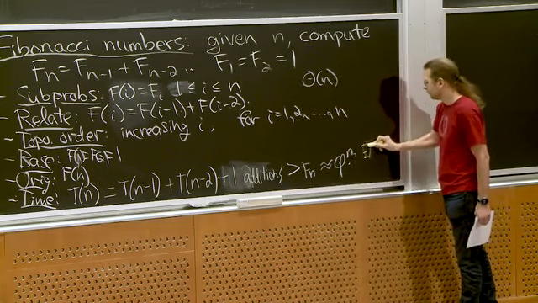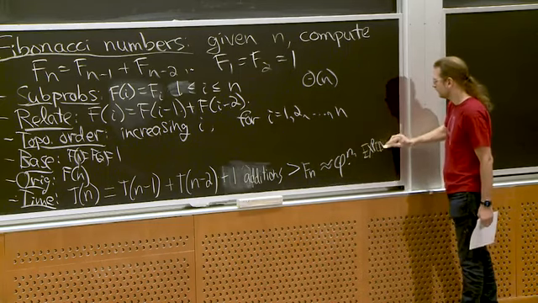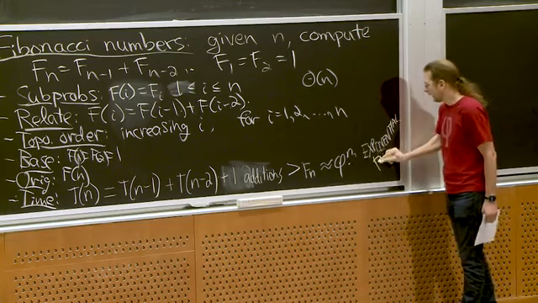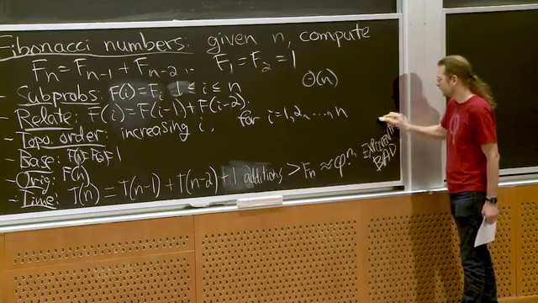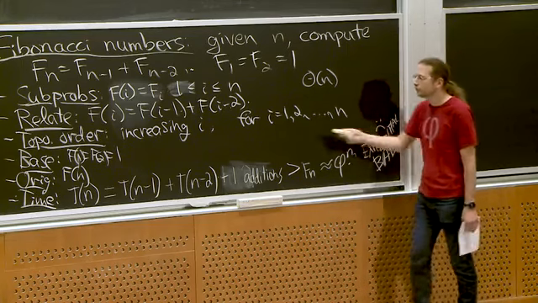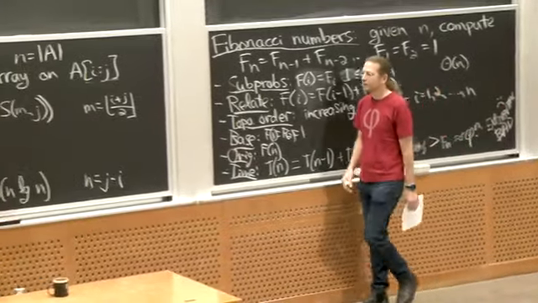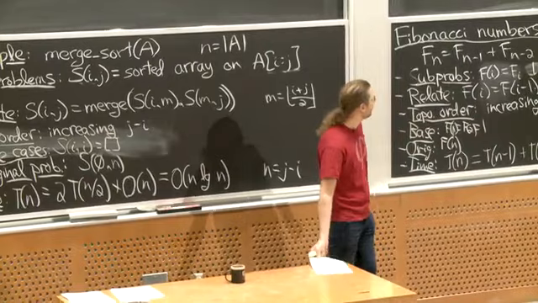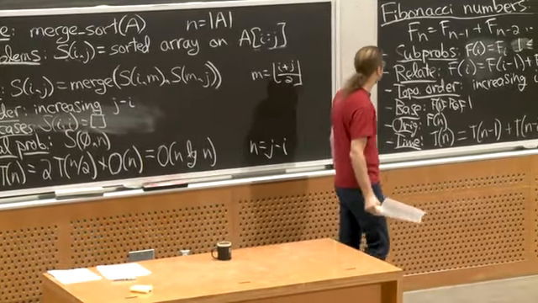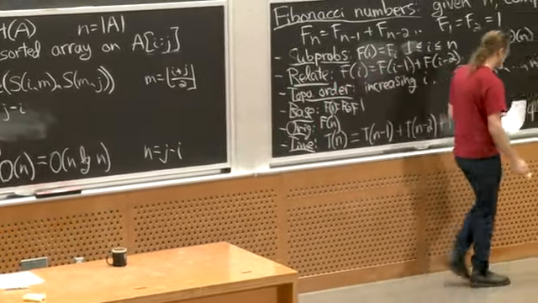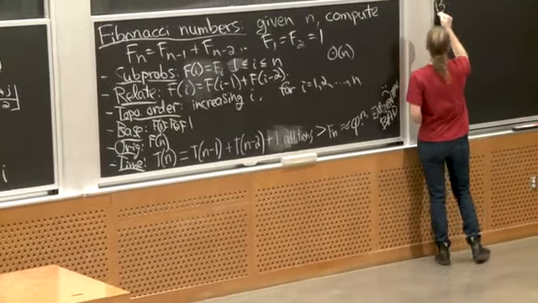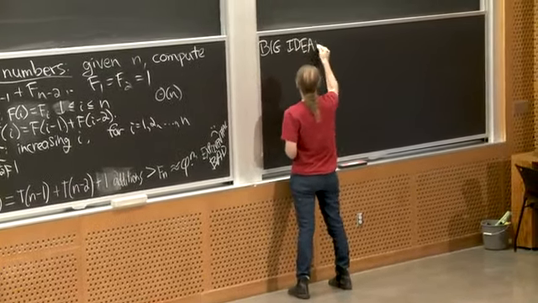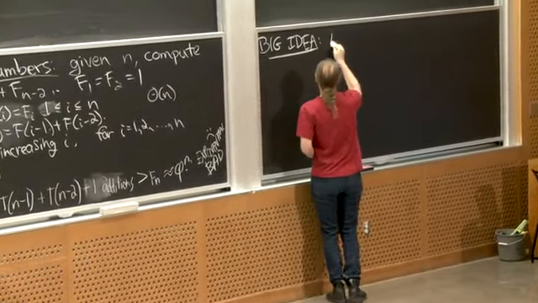Exponential, bad. OK, so don't do this. But there's a very tiny tweak to this algorithm that makes it really good, which is memoization. And this is a big idea. It is the big idea of dynamic programming.